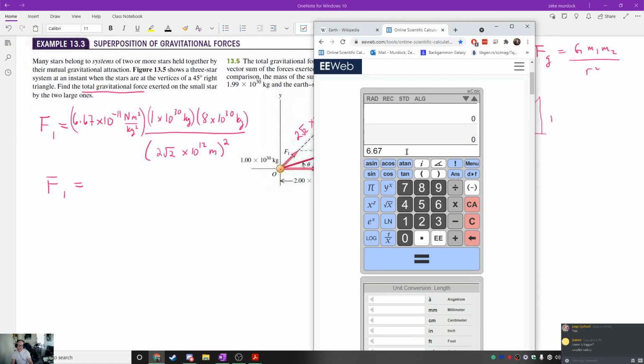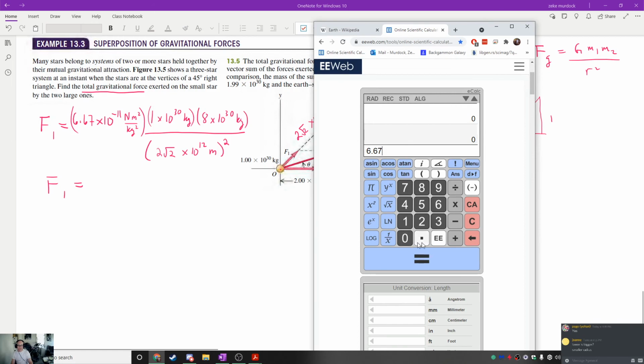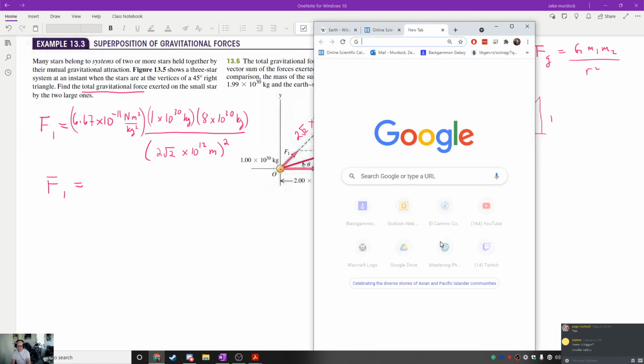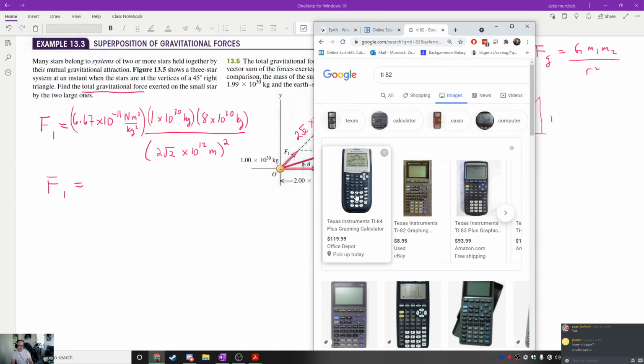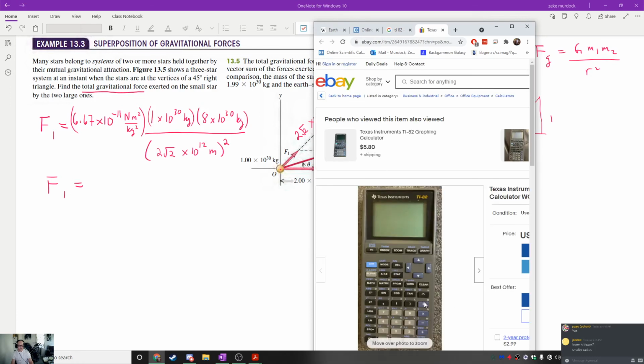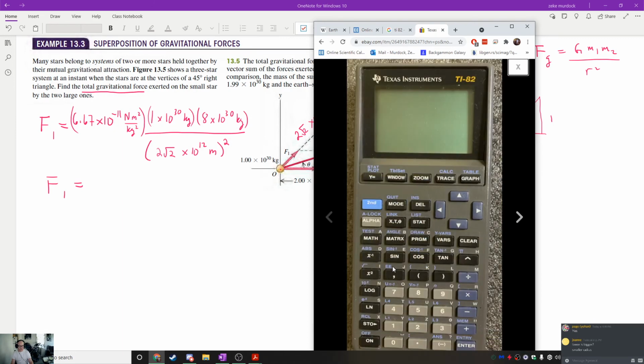So 6.67. For the times 10 to the negative 11 right here, we can click this button and it gives us a little E, or I can just type the letter E. If you want to go to this website, EEWeb, you can do this here as well. But on your TI, that button is there as well, right? See if I can find a picture of an 82 to show you. Any of these calculators have a button. There it is right there, that button. EE. So if you push second comma, you'll get this EE button, right?